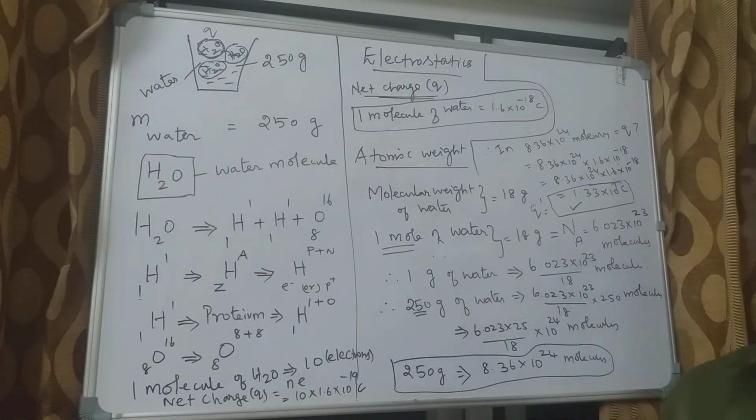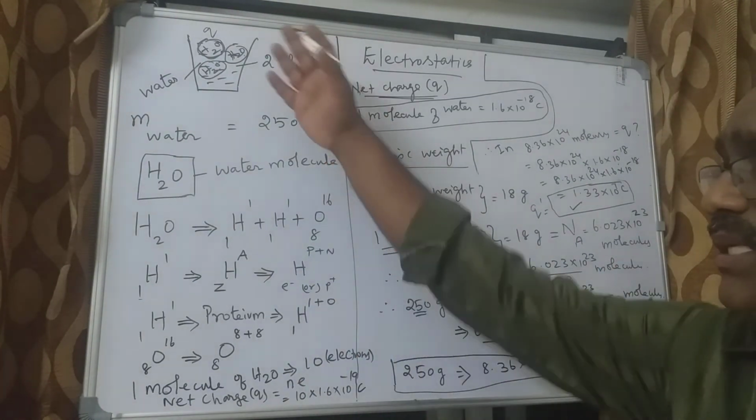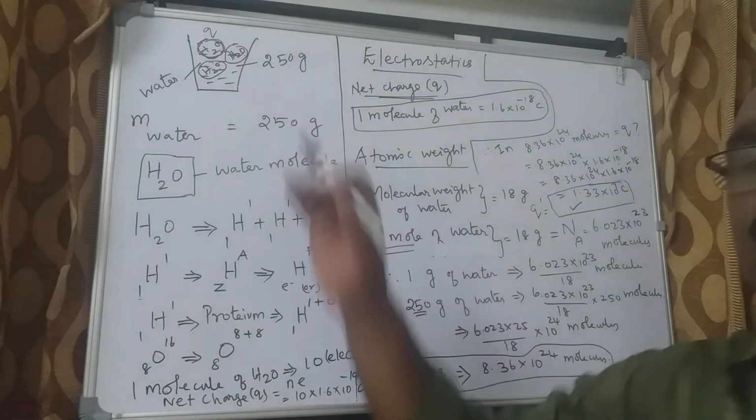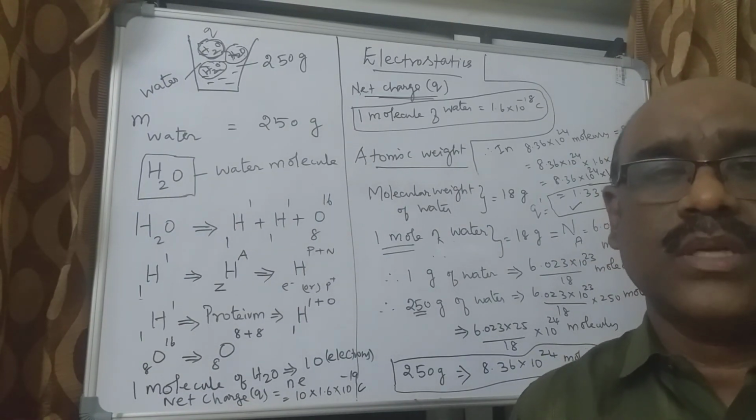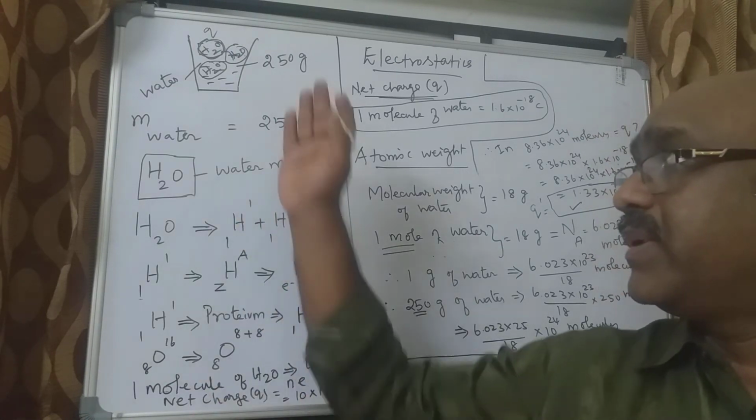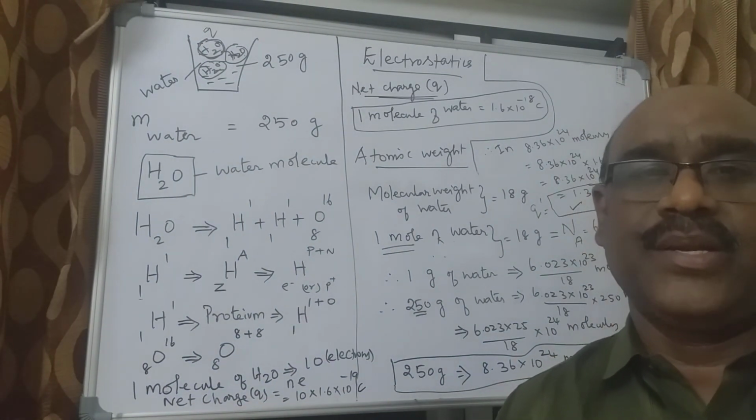Either it can be positive charge or it can be negative. Both the charges will be present. That is why water is called a neutral molecule. An equal number of protons and electrons will be present in the water molecule.